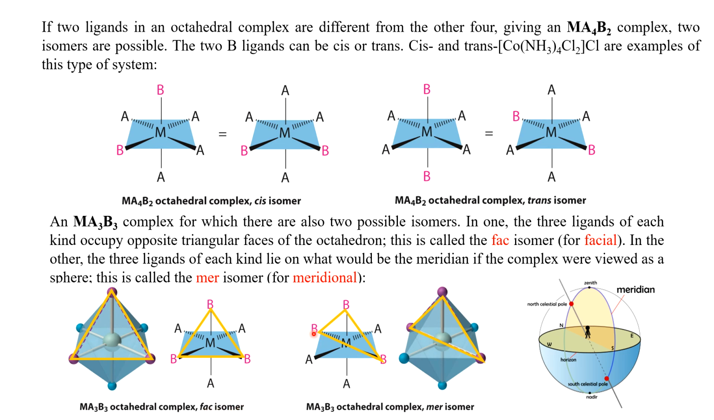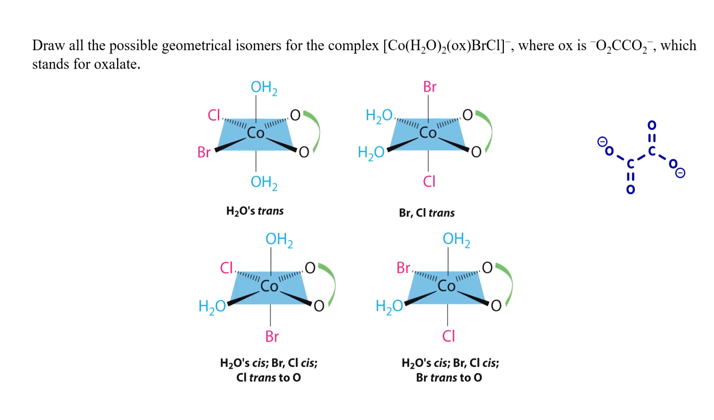And if these three are put in such a way that they do not make a face, but go through the octahedron structure like this, right, this will be called the meridional isomer. So this is one example of what different kinds of geometrical isomers are possible. You can do it as your homework.